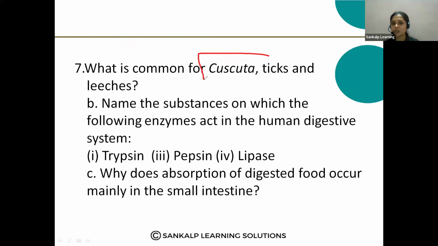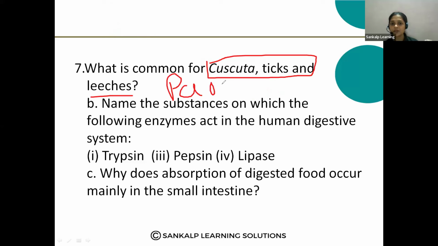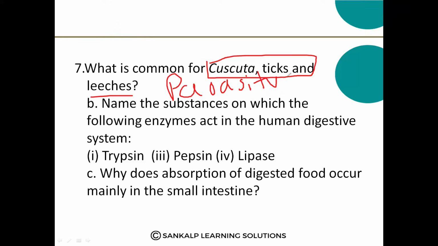But except Cuscuta, so this Cuscuta is the parasitic plant. It is not performing photosynthesis, but it absorbs food from another organism. It is not able to synthesize its own food. Then ticks. Ticks are present on the hairs of animals and they absorb food from the animals. And leeches also depend on other organisms for food. So these three all are what? They are parasites. Understood? Yes, ma'am.